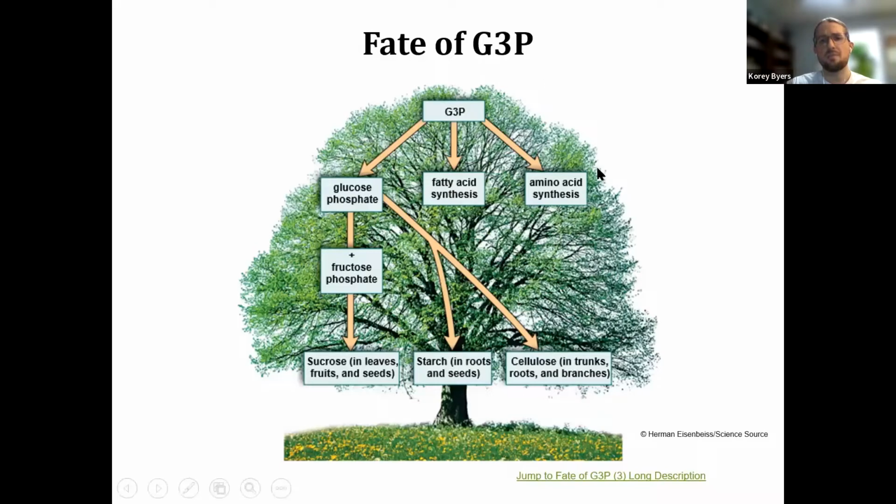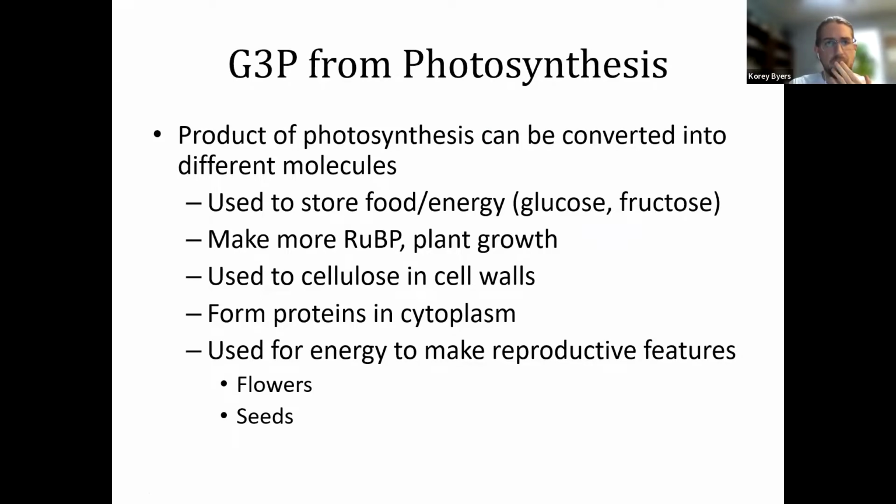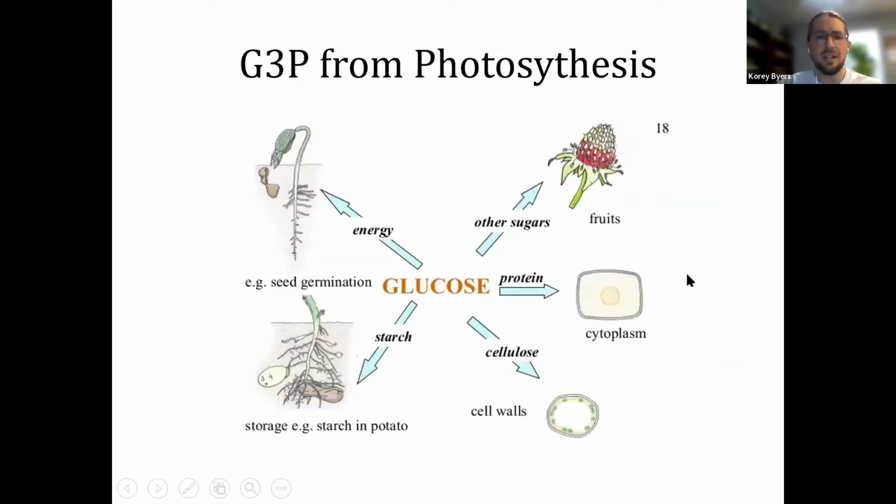And so this picture helps us get a good view of how G3P is used. What are some ways that we can use it? G3P, glyceraldehyde 3-phosphate, can be used to make all these other substances that we can use, and then put into the mitochondria to get energy if we have to. And so it's an end product that can be converted into food, energy, plant growth, cellulose, proteins, flowers, seeds, reproductive features. It's not just C6H12O6, it's this G3P, glyceraldehyde 3-phosphate, that we can use to form everything else in the plant.